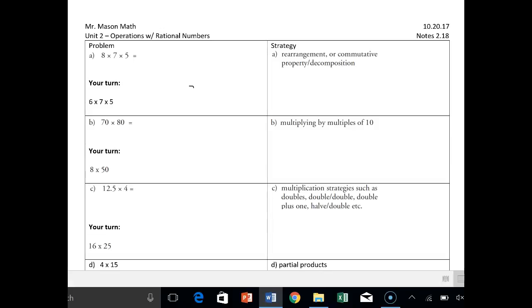Welcome to Notes 2.18. So we're going to go through a whole bunch of mental math strategies. The first strategy is rearrangement, or the commutative property. Basically, the commutative property says I can rearrange multiplication and addition in any order I want to find products or sums. So instead of 8 times 7 then times 5, let's do 8 times 5 then times 7, because 8 times 5 I know is 40. And then 40 times 7, I just do 7 times 4, which is 28, and add a 0, 280. You guys try this one.